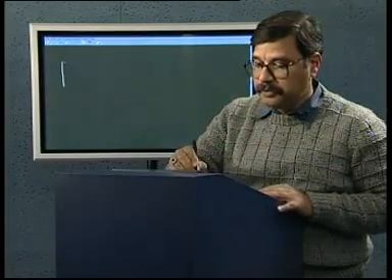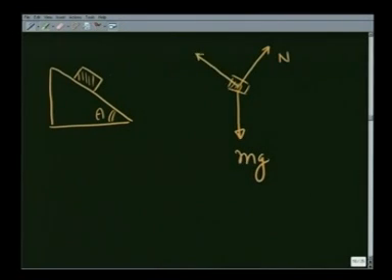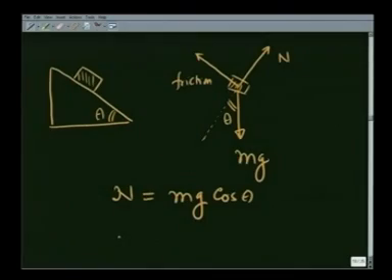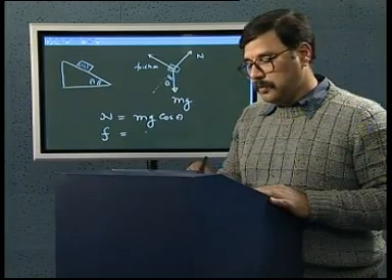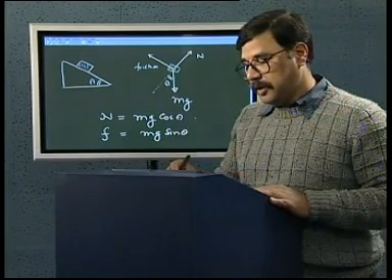Value of the coefficient of static friction can be easily estimated if we consider the motion of a block on an inclined plane of angle theta, and here is the free body diagram as I previously made. There is weight mg, normal reaction n, and the frictional force this way. This angle is also theta. If the body is not moving, then I should have all the forces balancing each other, and therefore n equals mg cosine of theta, and the frictional force, let me write it as F, is equal to mg sine of theta. These are my two equations.